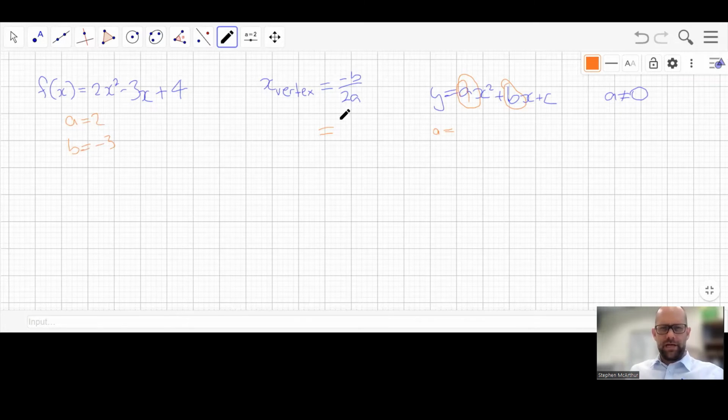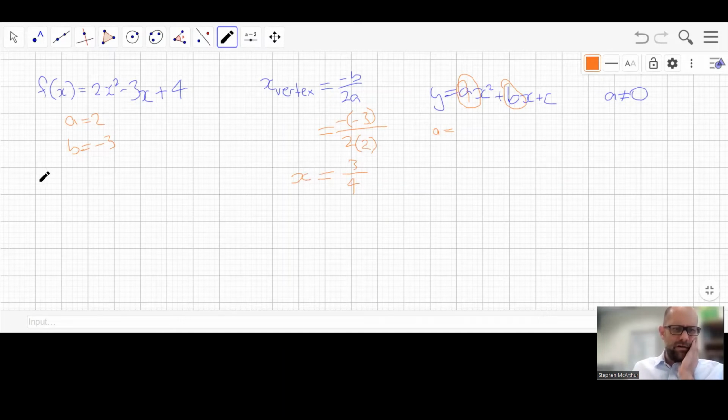So this is what we're going to do. We're going to take negative b, which is negative 3, over 2 times a, which is 2. 2 times 2. Right, so the negative of a negative on top is 3, over 4. Negative times negative is 3. 2 times 2 on the bottom is 4. So our x value, x, is equal to 3/4.